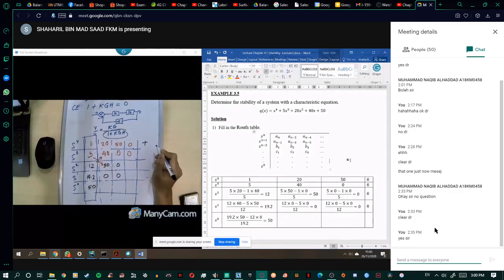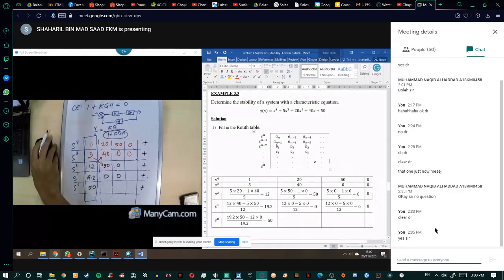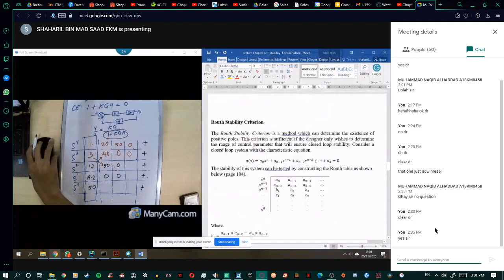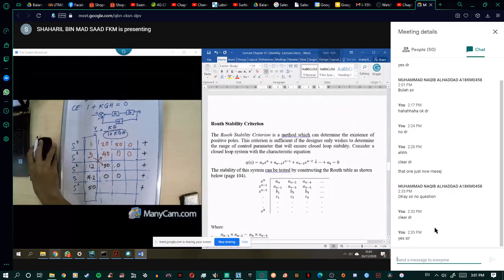Positive, right? 5, positive, right? Positive also. Correct. So let's go back. The characteristic equation has all negative roots if all the sign elements in the first column are the same. So the number of positive roots is equal to the number of sign changes. How to get it?